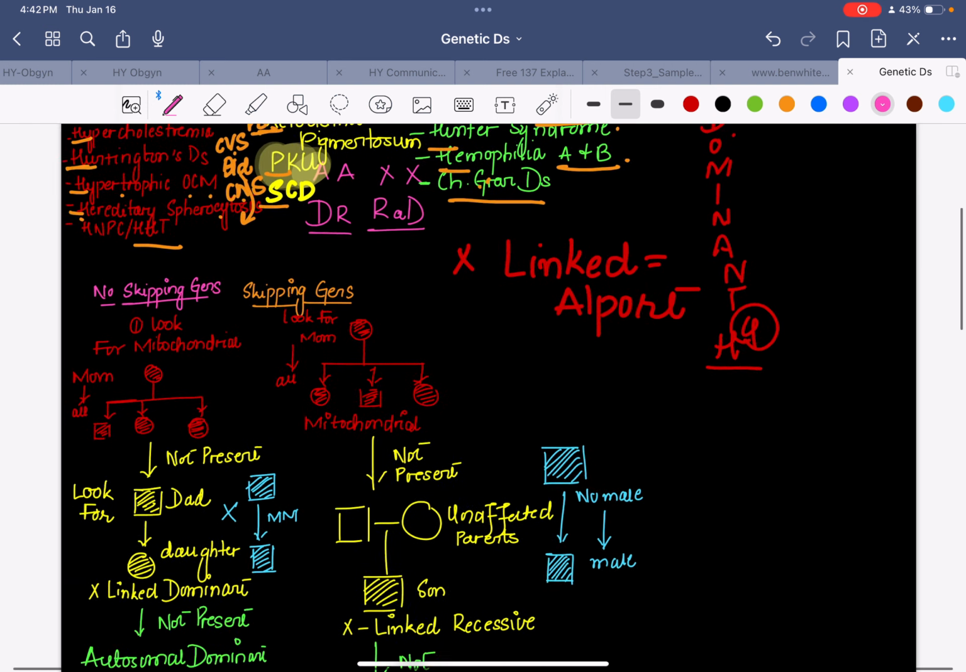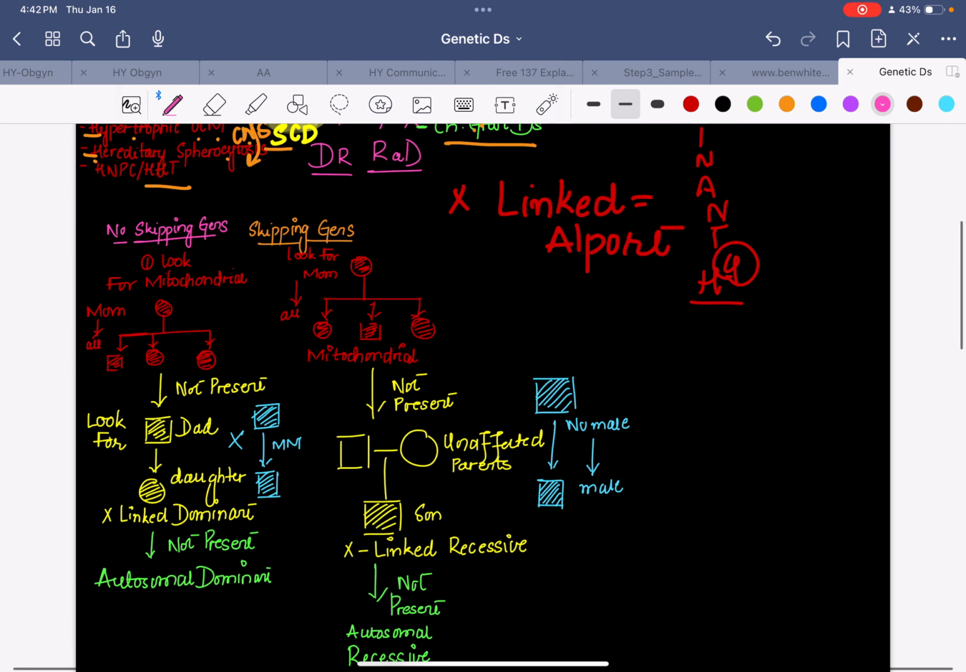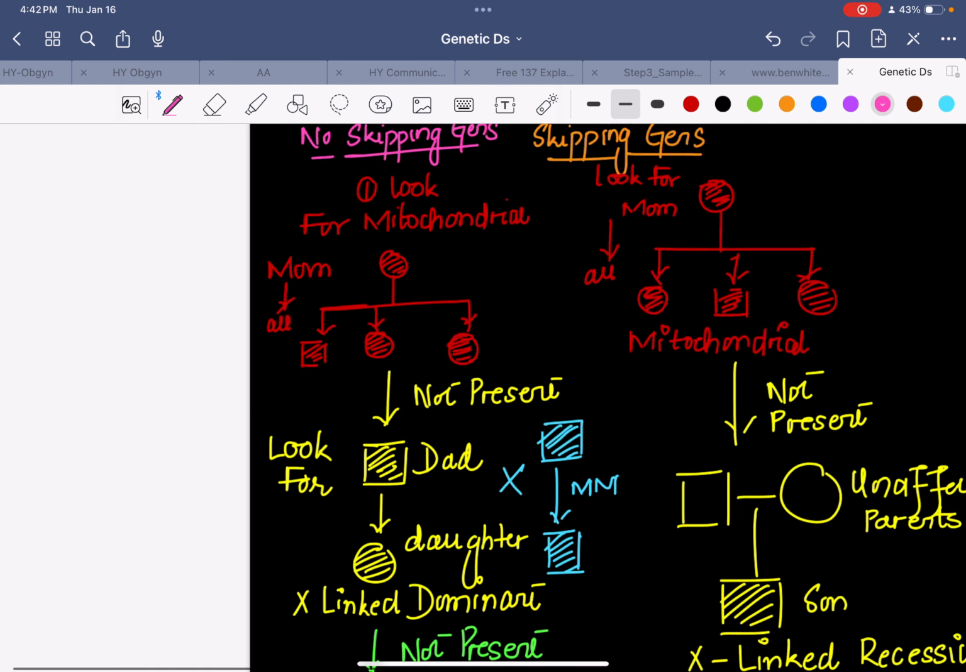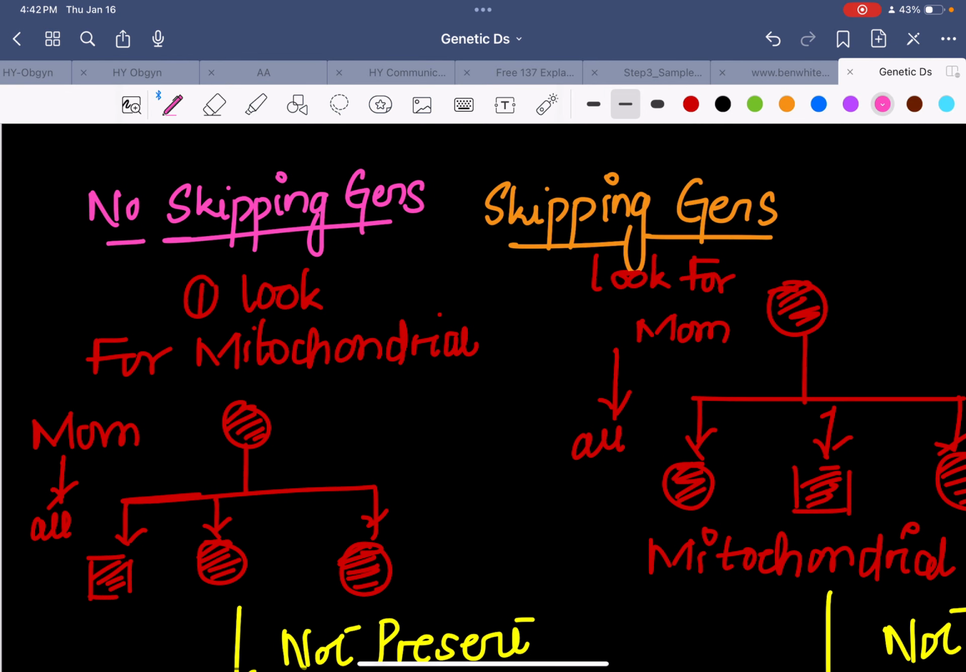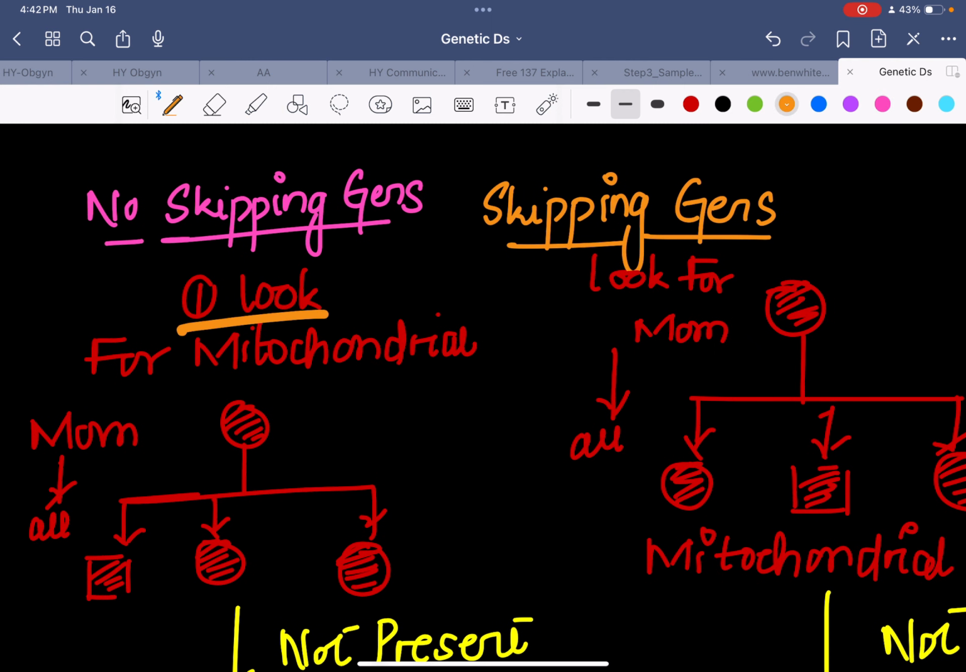Okay, now let's look at the pedigrees in order to identify whether this is an autosomal dominant pattern or X-linked dominant pattern or autosomal recessive or X-linked recessive. So let's begin by looking at this pedigree first of all, right? The principle number one for looking at pedigrees would be to first of all look for mitochondrial disease. And how do you look for mitochondrial disease?